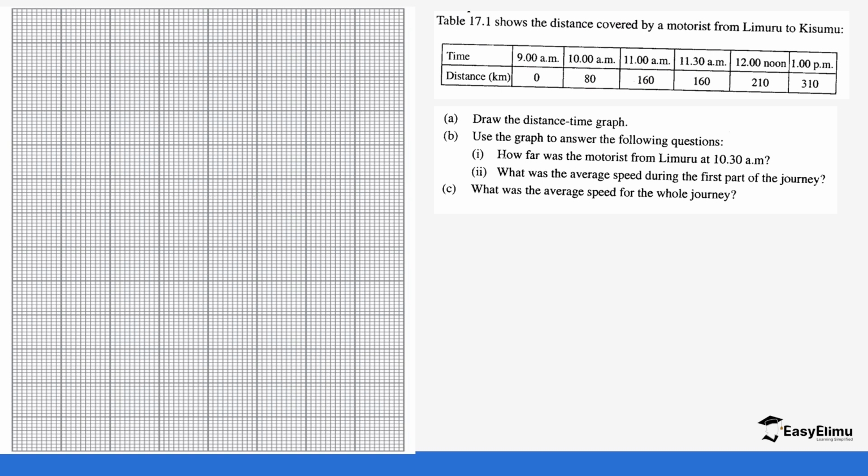So we have this question. This table shows the distance covered by a motorist from Limuru to Kisumu. So we have the time and distance. Draw the distance time graph. The first thing you do is draw the graph.